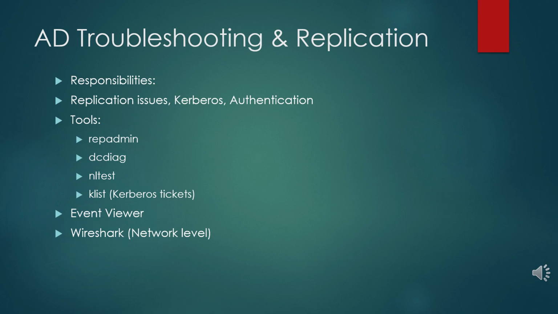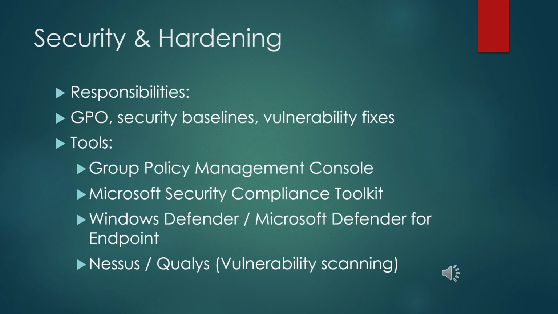Along with these, Event Viewer plays a major role. Most of the time, the root cause of the issue can be found in system and security logs. In some advanced cases, we also use Wireshark to analyze network traffic and identify authentication failures. So troubleshooting Active Directory is all about using the right tools, analyzing logs, and understanding how different components interact with each other. Security and hardening.